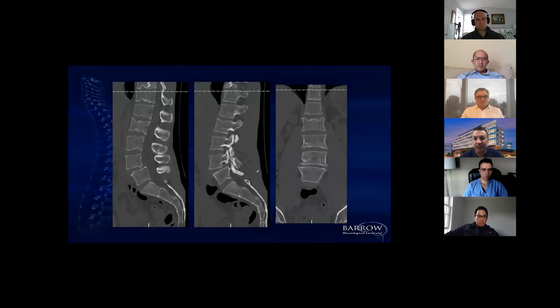And then this is the CT, which shows a very clear pars defect, the spondy grade 1, and obviously the loss of disc height. So there is no doubt that this patient is a candidate for some kind of fusion.